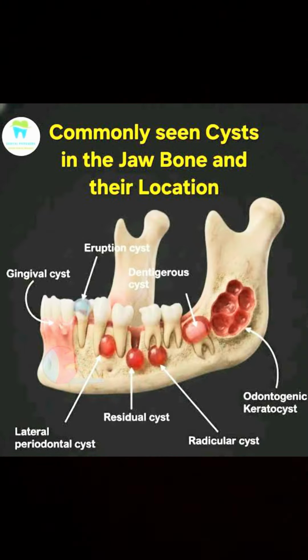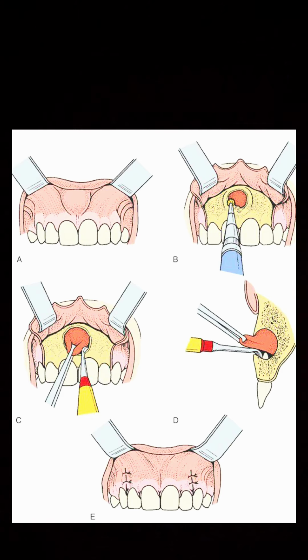Enucleation is defined as removal of the soft tissue lining and the cyst or tumor produced by the lesion from its bony cavity. It can be done through the extraction socket if the cyst is smaller. For a larger cyst, first an incision is given, then a flap is raised, then a bone window is created, followed by cyst enucleation and closure. Steps of enucleation: curettage, using a curette to scrape or scoop the soft tissue and some hard tissue produced by the lesion from its bony cavity.